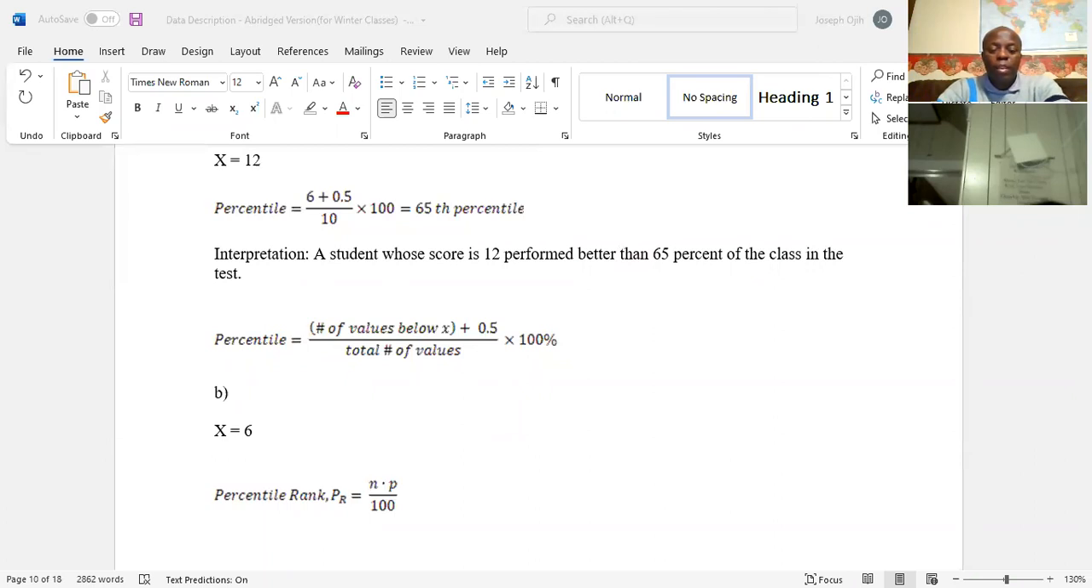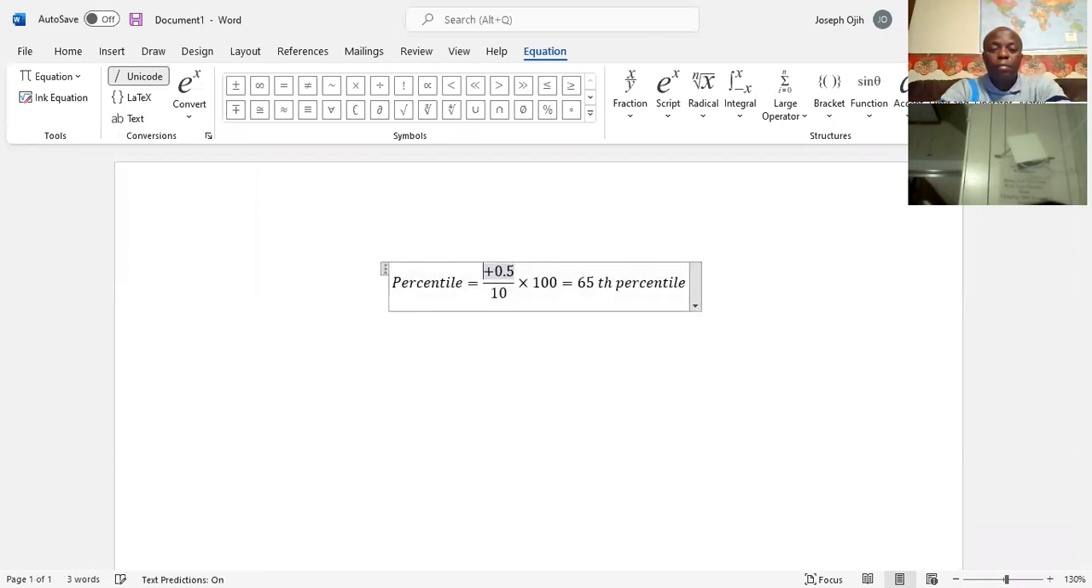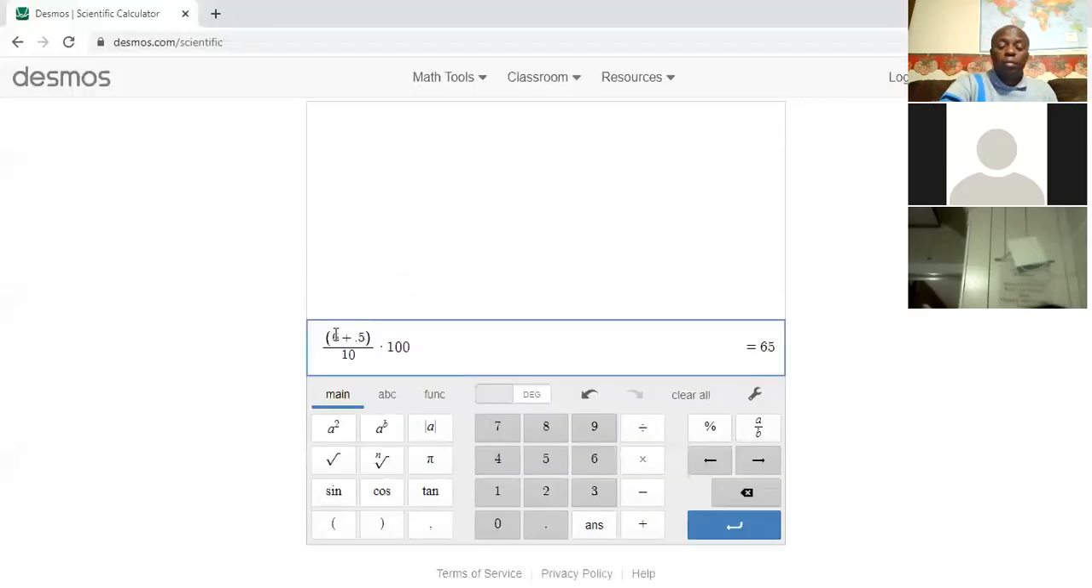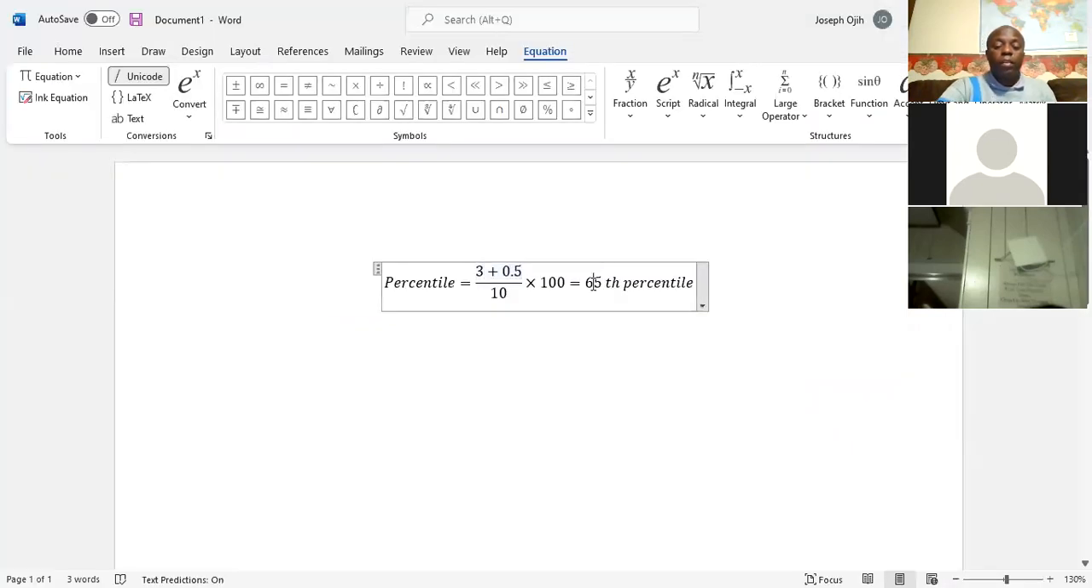So go to the formula in our formula workbook and put 3 here, and you can figure it out from the calculator. Remove 6 and put 3. That becomes the 35th percentile. So a student whose score is 6 performed better than 35% of all the students who took the test.